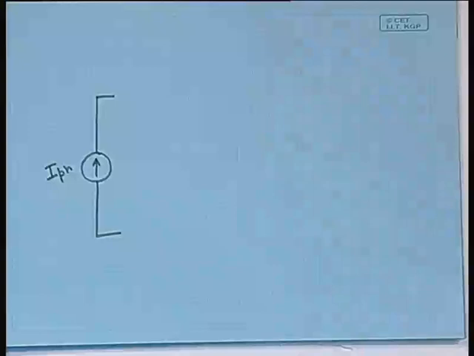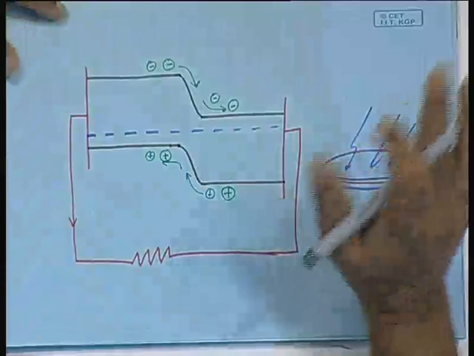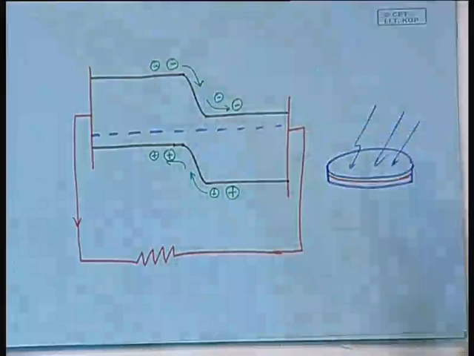So, one thing to remember, very important, most people do not understand it properly, that there is a fundamental distinction between the photovoltaic source and any other normal type of source that you come across in everyday life. The ones that you come across in everyday life are voltage sources, while the photovoltaic source is a current source.